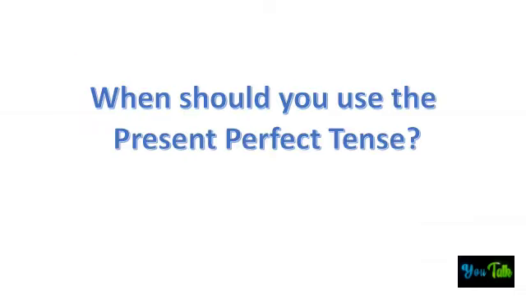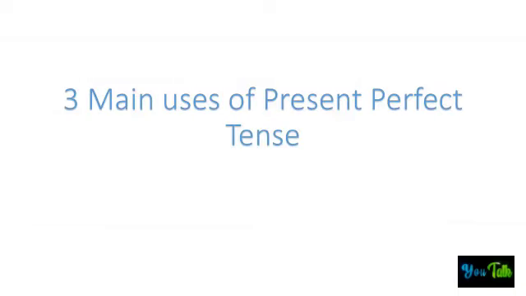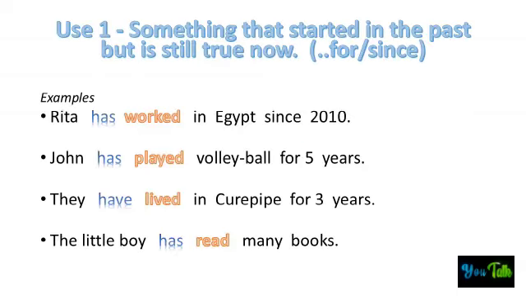Now, what we must learn is when should we use the present perfect tense. We have 3 main uses of the present perfect tense. The first one being we use it when something that started in the past but is still true now. And very often we use for or since.